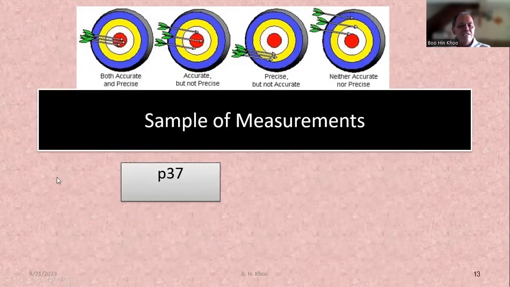Okay, in O level, or SPM, you will learn that this is accurate and precise. This is accurate but not precise. Right? They are not near to the center here. This one is precise, they are close together, but they are far from the center. Or in this case, neither accurate nor precise. To be accurate, it must be at the center. To be precise, they must be close together.